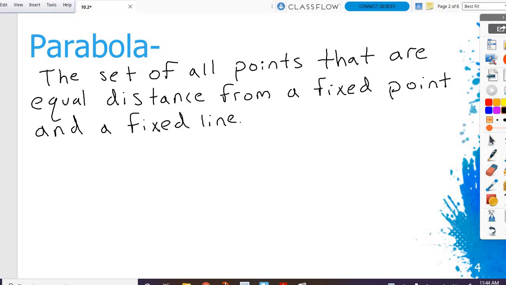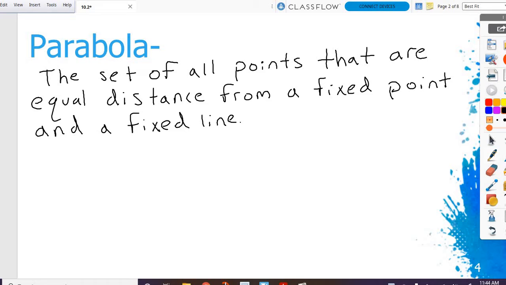So because it's the set of all points, right, and we're going to have some point, and it's actually going to be in the middle of your parabola, and you're going to have some line, but neither one of those are actually on your parabola. They just help us determine the shape of your parabola.